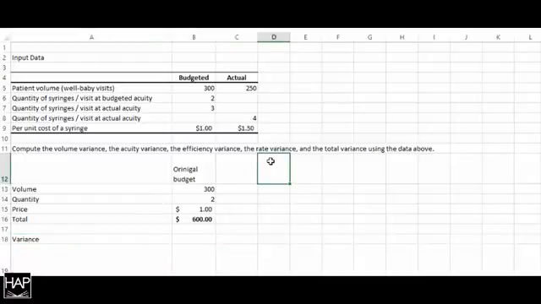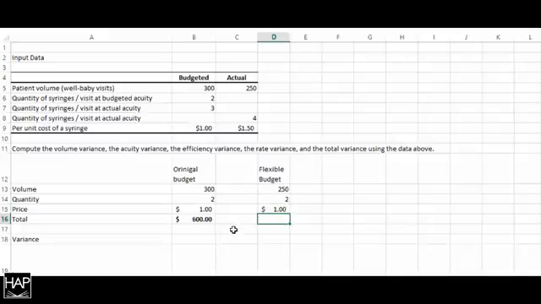Based on the flexible budget, this is the budget that fluctuates based on volume. So I'm going to look at what the actual volume was and compare it to what the original budgeted volume was. The actual volume was 250 visits. The other amounts stay the same: the quantity of 2 syringes per visit stays the same, and the estimate of $1 per syringe also stays the same. So the only thing that really changed is the volume. The flexible budget reflects the actual volume, and the original budget is the estimated volume.